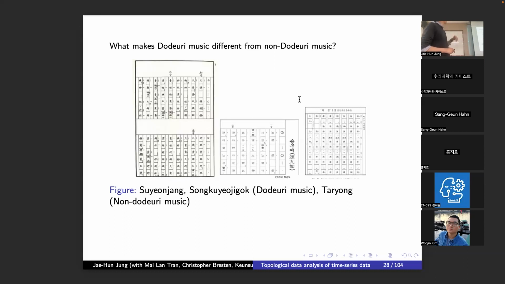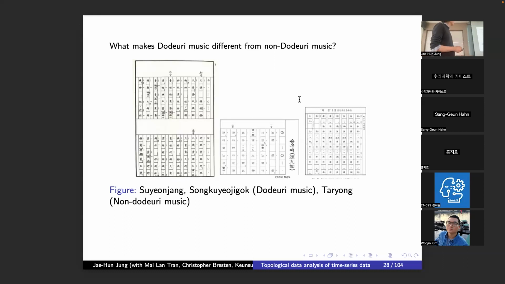I recommend you listen to this music. If you listen to this music, you hear that something is being repeated during the music process. And also, even though the music ends, your brain is still hearing some repeating melodies. So the question is, what are the main characteristics of this dodori music? There is some Korean music theory, but almost none to explain this dodori type of music. So we try to use TDA and explain why this is so unique compared to other classes of music.